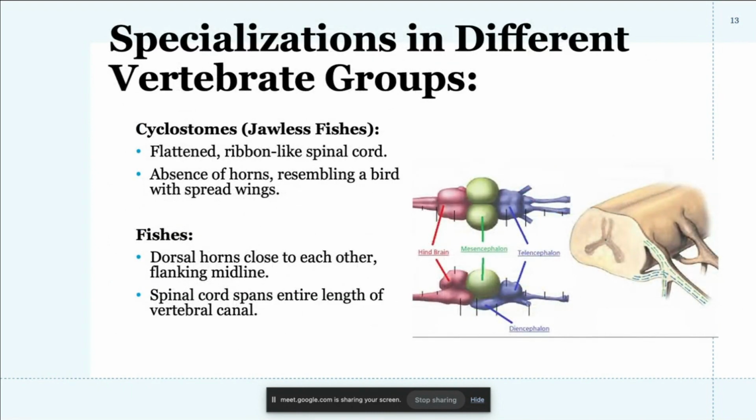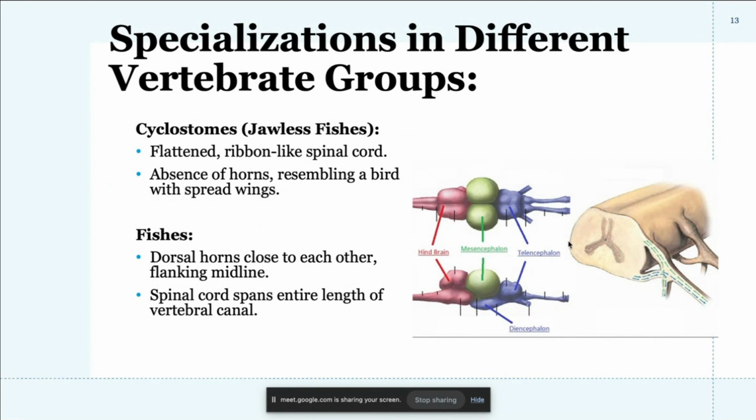Now, the specializations in different vertebrate groups. When we're talking about the spinal cord of different vertebrate groups, what do they look like? The jawless fish have a flattened, ribbon-like spinal cord. They have an absence of horns. You see how we can see the horns here? They don't have these horns, and because of that, they're very simple beings.